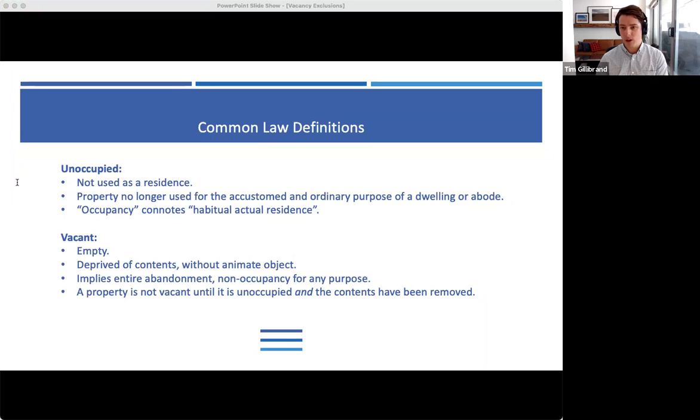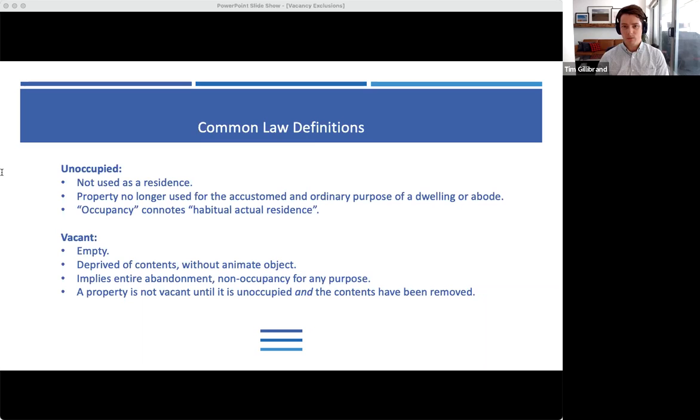So this is a pretty common example, especially with older policies. And over the years, the courts have had to determine for themselves what unoccupied and what vacant means. Generally speaking, I've tried to summarize how the courts have developed these definitions on this slide. Unoccupied, with these broader types of exclusions, refers to situations when the property is not being used as a residence. On the other hand, the term vacant is more restrictive, and it applies to situations where a property is completely empty of belongings. So the two terms are actually treated quite differently at common law.